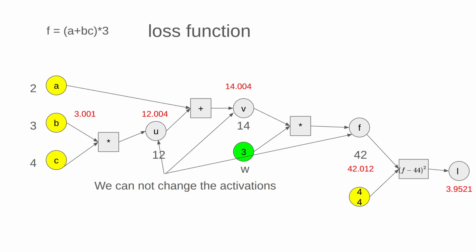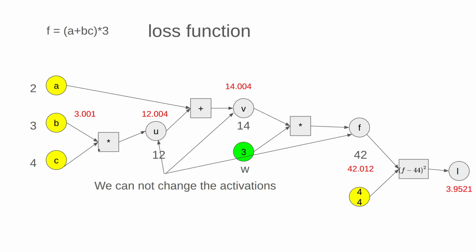That's just for numerical differentiation. In practice, the value of u is always decided by the function from the input value here. So if b is 3 and c is 4, this will always be 12. We cannot change that.